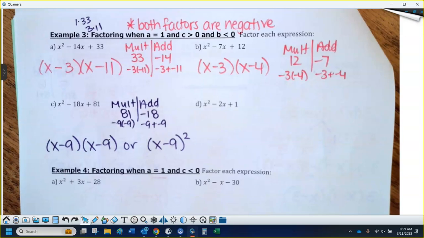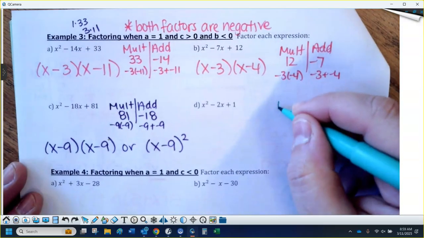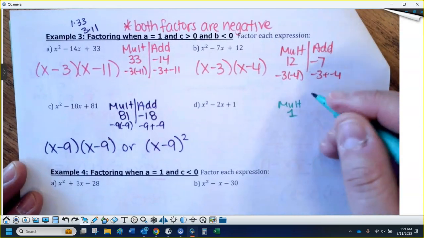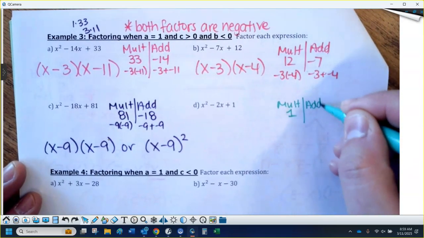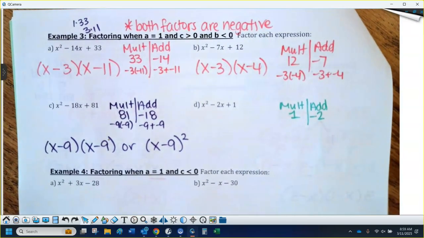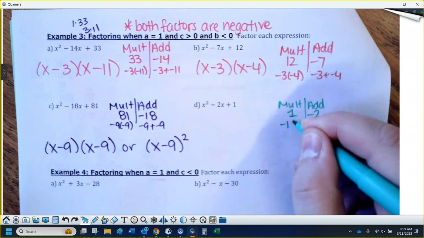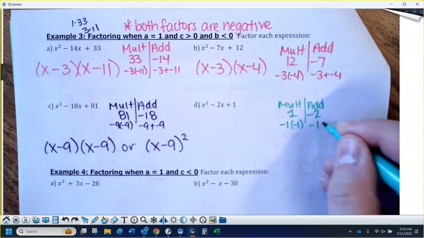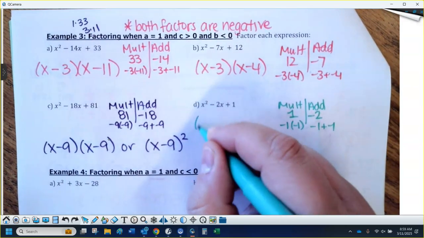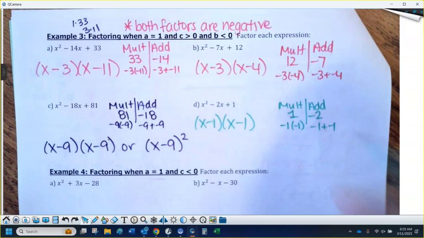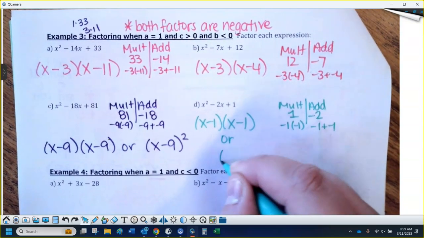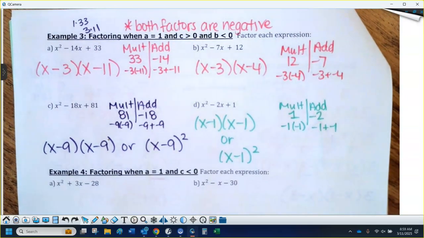Okay, I got one more, and then we'll switch to a slightly different setup. This one I always think is super tricky. You have to multiply to get 1 but add to get negative 2. Multiply to get positive 1, add to get negative 2. This one's really hard. Negative 1 times negative 1 is positive 1, and negative 1 plus negative 1 is negative 2. So this would be x minus 1 times x minus 1, similar to the last question. You can squish that together: x minus 1 squared, since they're both exactly the same.